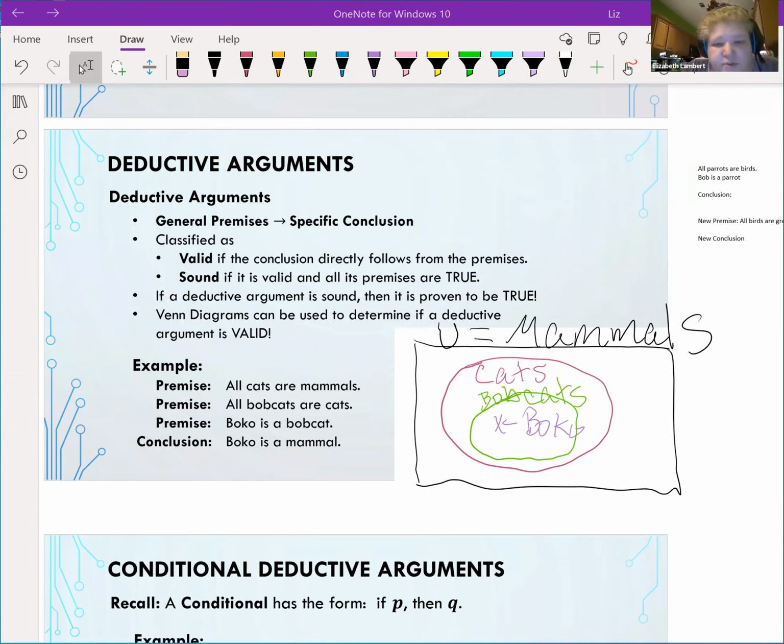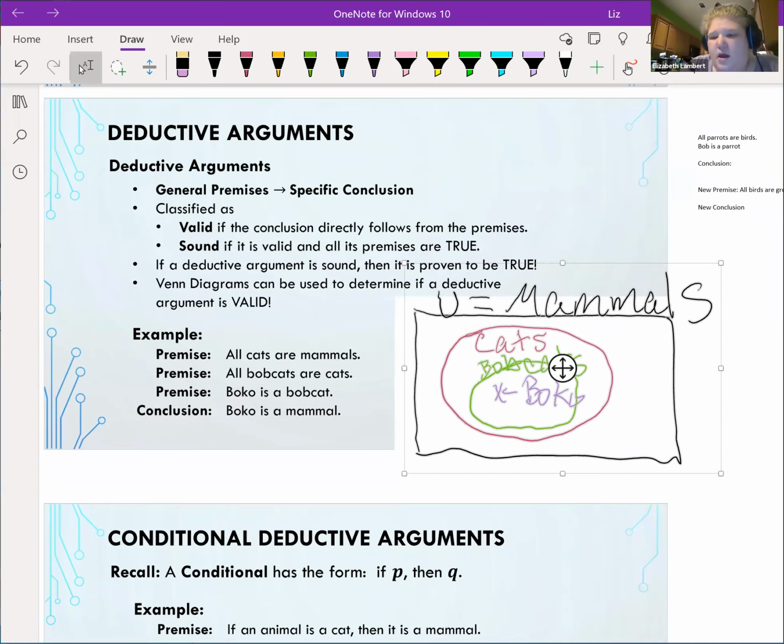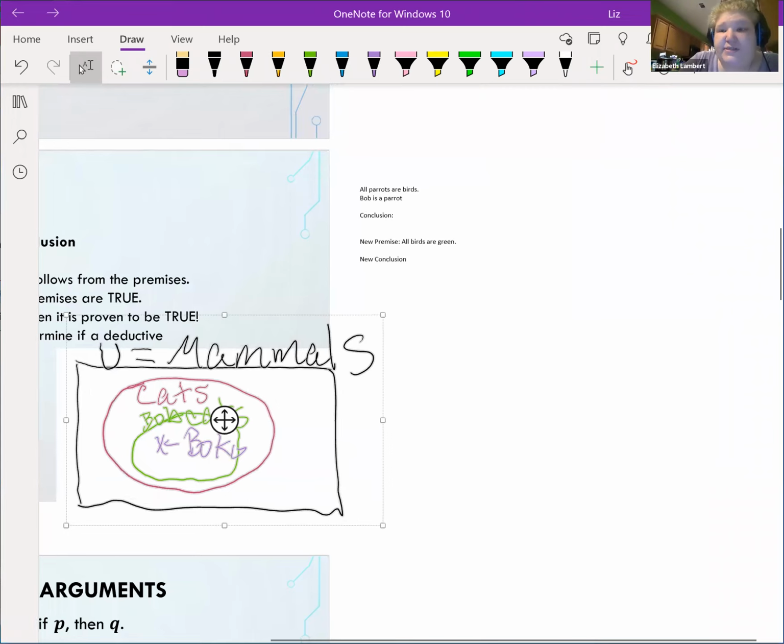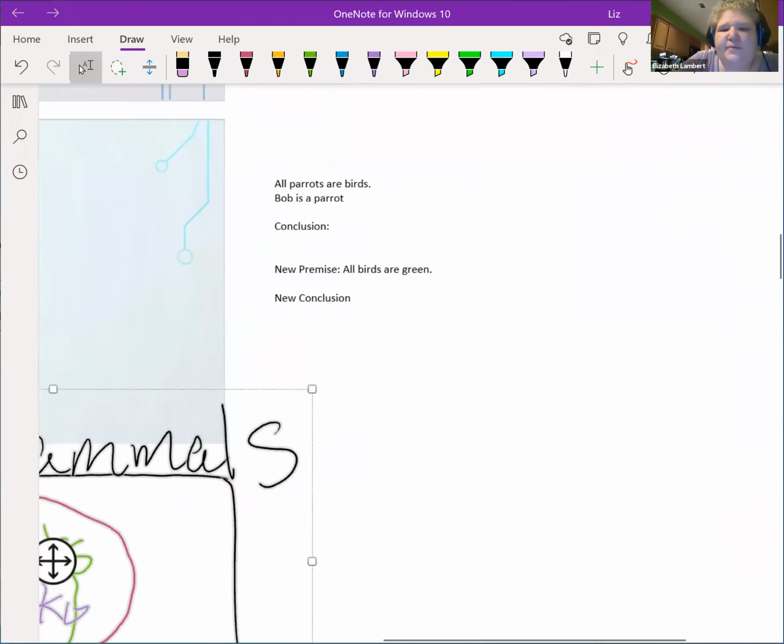And then sound, if Boko is an actual cat bobcat, then yes, this is sound. Which way you consider that statement is a different story. All right. Now I want to move over here and consider a slightly different scenario.